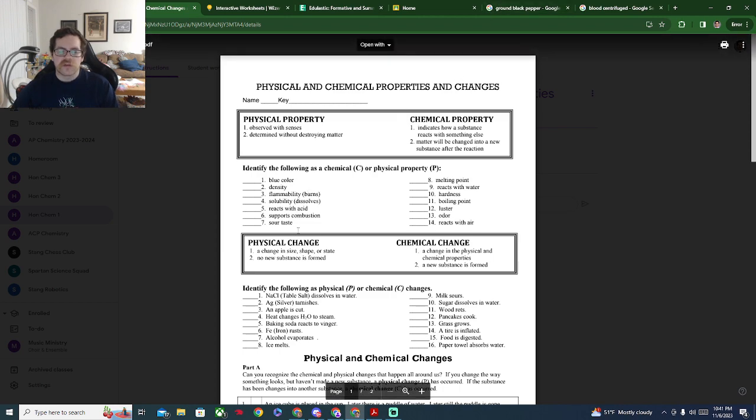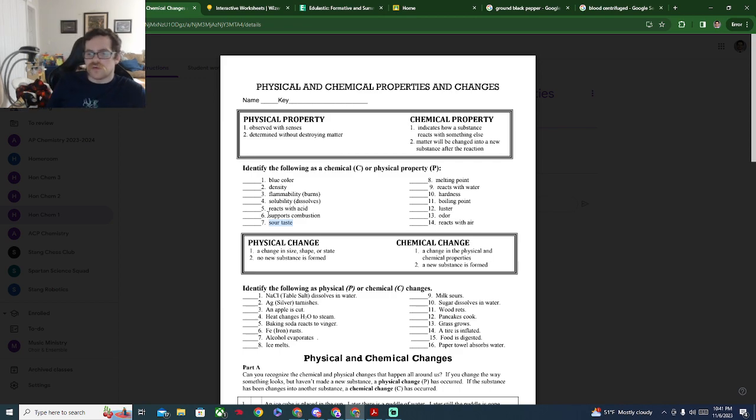Supports combustion. Right? That is also, again, a chemical reaction. That's just more flammability. And maybe the hardest one to get here would be sour taste. Right? This one, to be honest, I actually think you can make an argument for either.